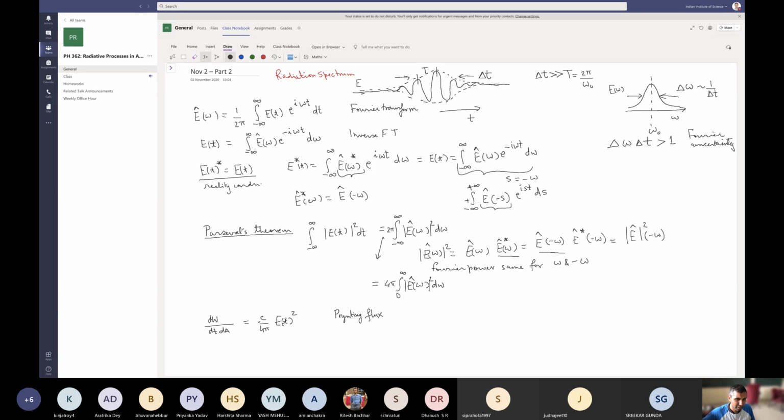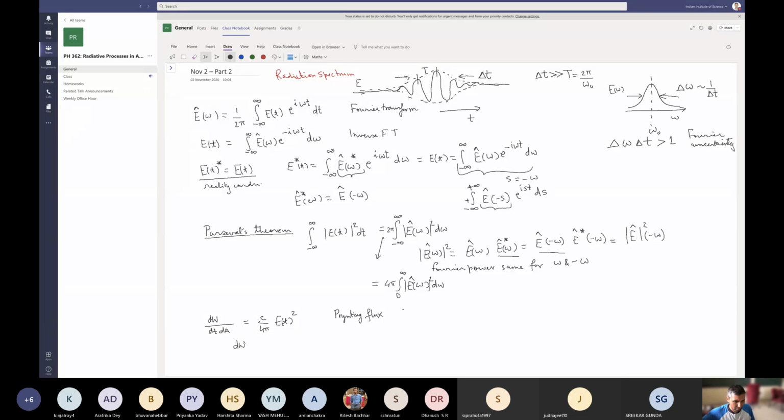E and B are perpendicular. So we are still considering monochromatic plane waves, so you have this relationship. We have not averaged it over the wave phase. Now this is the Poynting flux, or energy per unit area per unit time. Energy crossing some area per unit area per unit time.